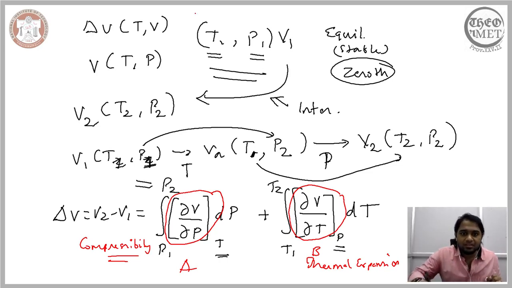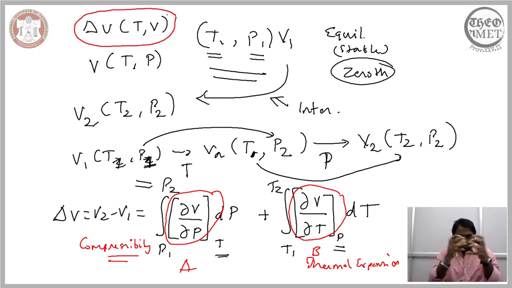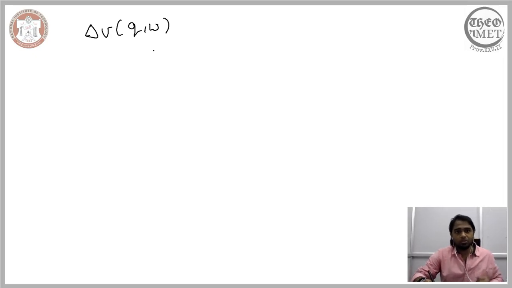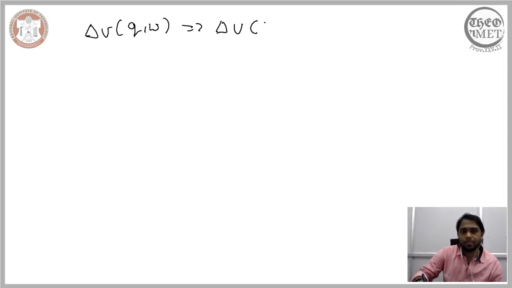Now, let us use the same approach for this particular change in the state of the system, which is now described by the change in the internal energy. Here it is the change in the volume, and here it is the change in the internal energy. If you consider the change in the internal energy, again, instead of being represented by Q and W, that is the heat transfer and the amount of work done, it is now written as the change in the internal energy in terms of temperature and volume. So we have considered this in the previous slides.